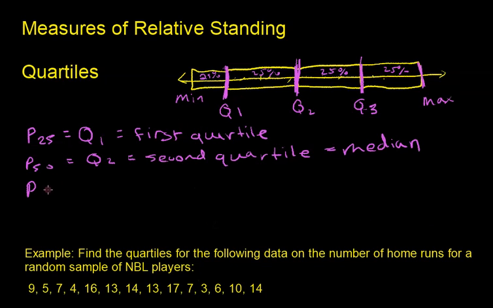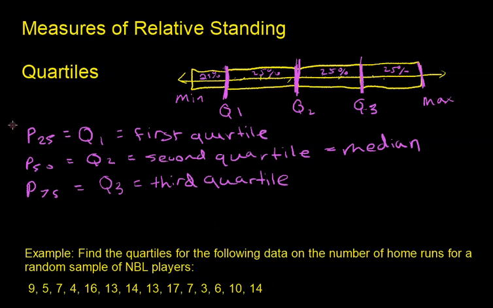All right, lastly, we have the third quartile. 25% plus another 25% plus another 25%, so 75% of the data is less than the third quartile. So the third quartile is called the 75th percentile. So if you're good at calculating percentiles, you'll be good at calculating quartiles. To calculate the first quartile, all you need to do is look at your data and calculate the 25th percentile.